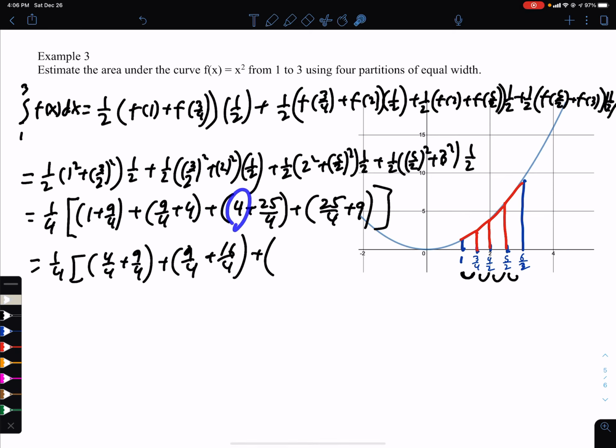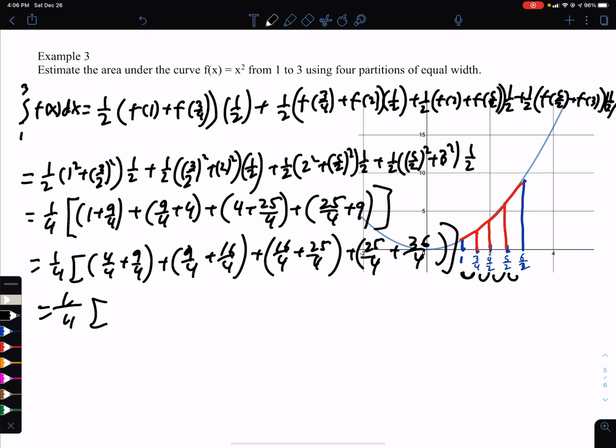And similarly, that's going to be the same as that, 16/4. And the last one, that's a 9. So if I do 4/4, it's going to be 36/4. Let's keep going. I don't need a parenthesis there. That's going to be 13 fourths, 25 fourths, 41 fourths, 20, 50, 61 fourths.